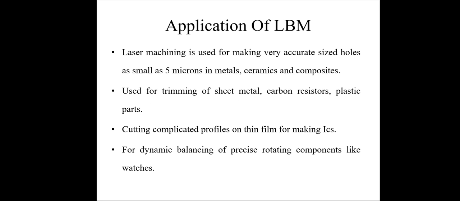Beam machining is used for making very accurate size holes as small as 5 microns in metal, ceramic, and composite. It is used for trimming of sheet metal, carbon resistor, plastic parts. It is used for cutting complicated profiles on thin film for making ICs, for dynamic balancing of precise rotating components like watches.